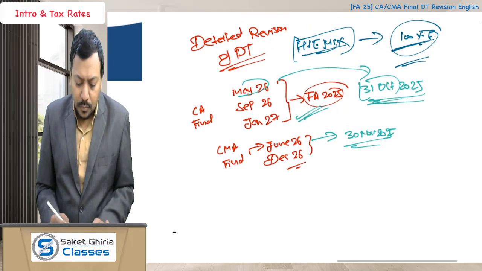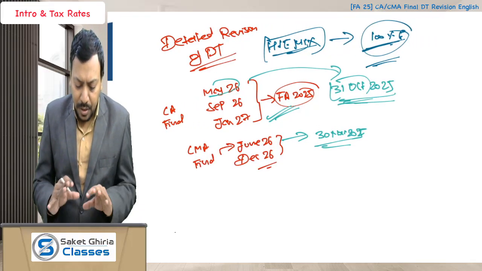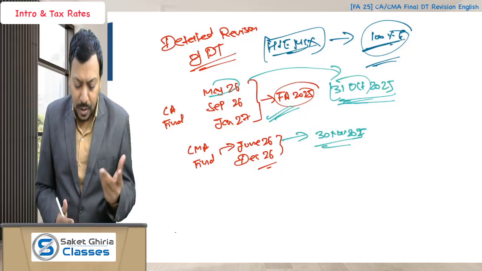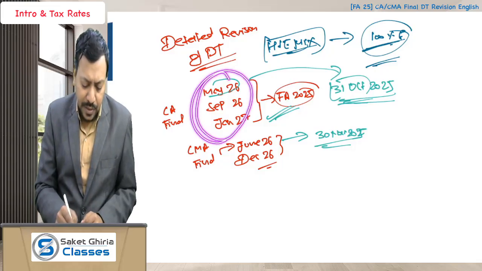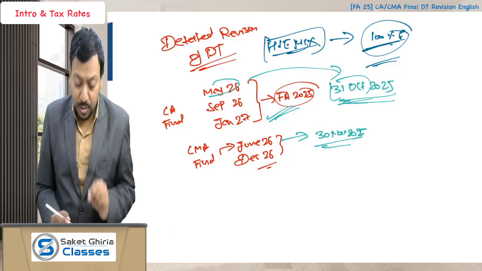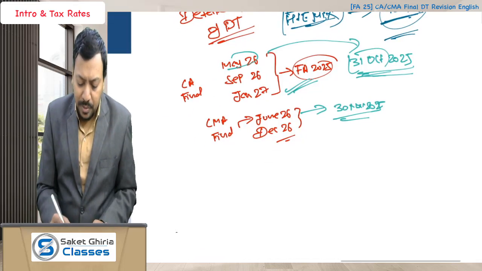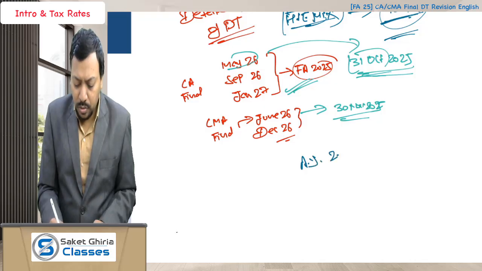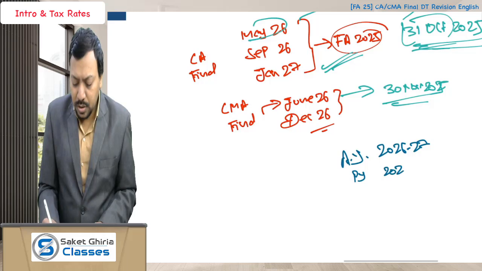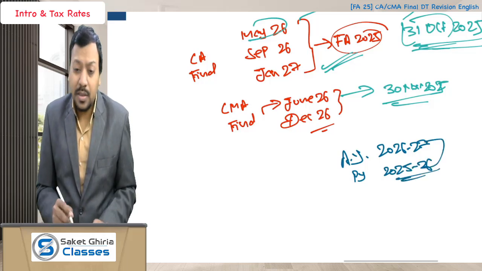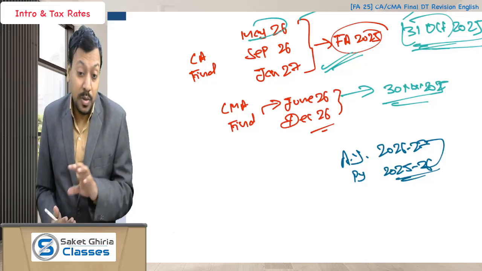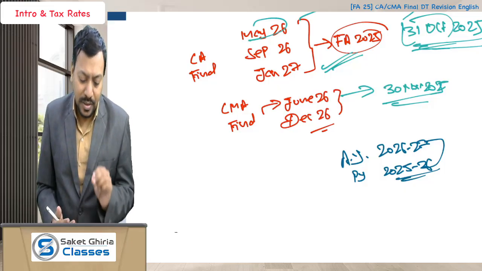Before moving further, let me talk a bit more about your applicable assessment year and previous year. Dear friends, for all these three attempts, the applicable Finance Act is Finance Act 2025, meaning Budget 2025. For you, the applicable assessment year is 2026-27, and the applicable previous year is 2025-26. But sir, we are also getting some info that the assessment year and previous year have now been scrapped. No, dear, this is not the case.